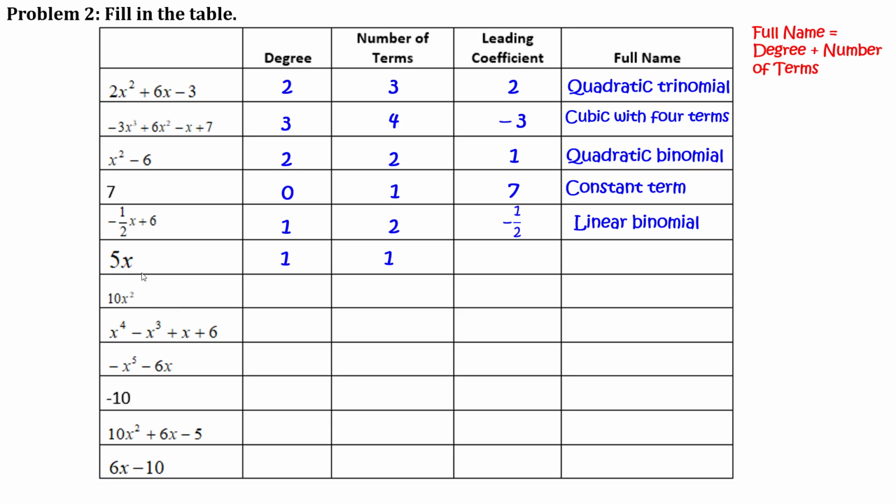Okay, 5x. The degree is 1 because it's 5 times x to the first power. The number of terms is 1. It's just 5x. It's a monomial. The leading coefficient is 5. And it's linear because the degree is 1. Monomial because there's 1 term.